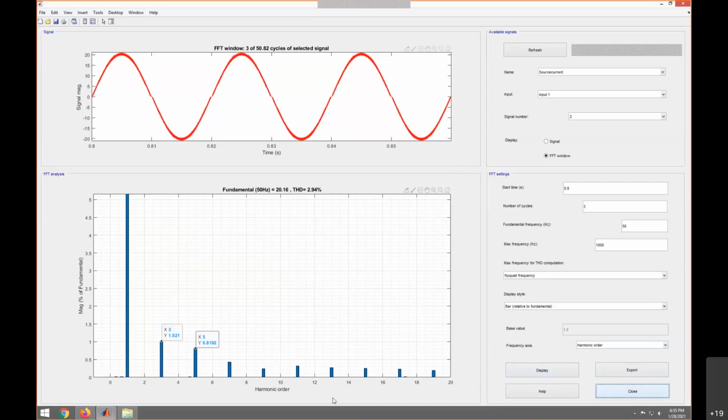So this is about the simulation of a simple bridge rectifier. So not bridge rectifier, boost rectifier. So if you have any doubts, you can ask.